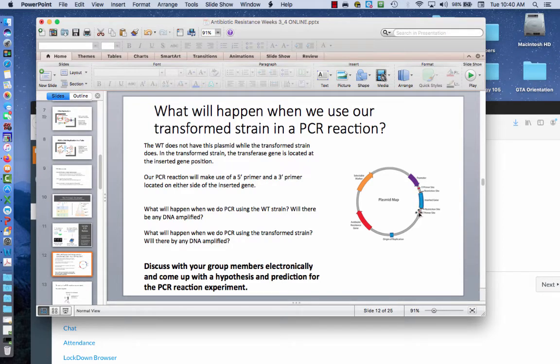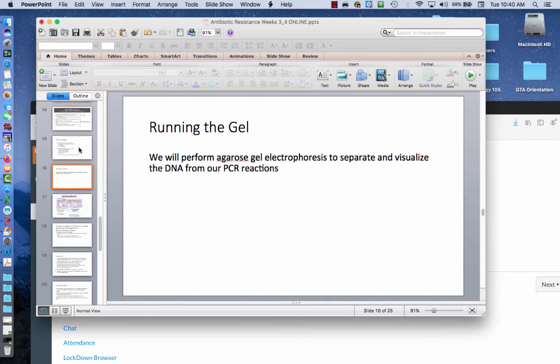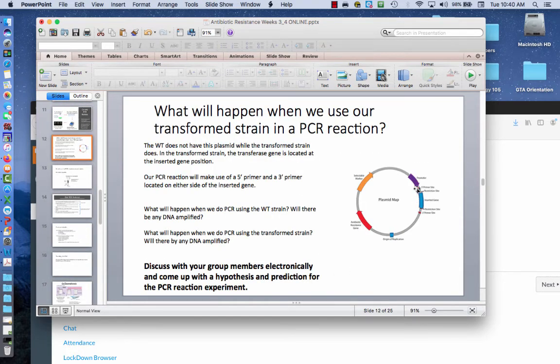The transformed strain has, in this area where it says inserted gene, that's where the transformed gene is. You can see there is a primer site on each side of our inserted gene. One primer site here and one primer site there. And so when we allowed annealing, that's where our primers annealed, and then when we had extension or elongation, this is the area of DNA that was amplified. So our transferase gene is amplified in the transformed strain.